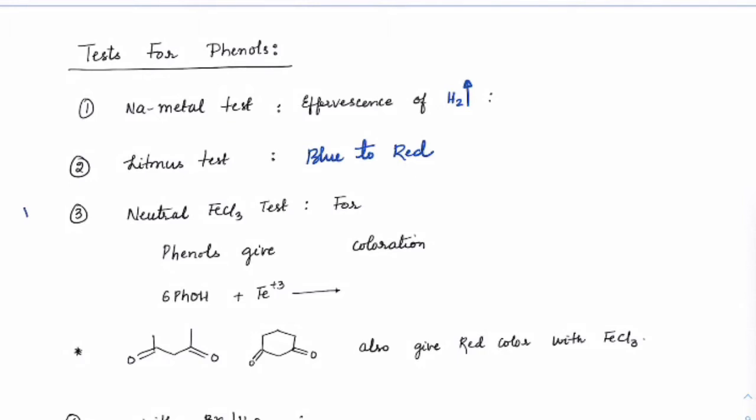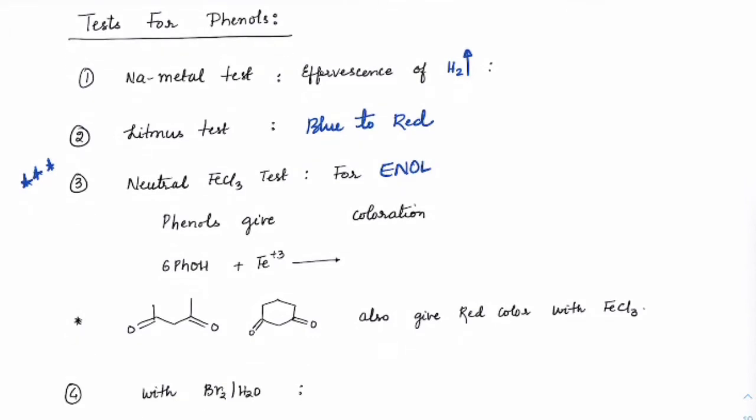Now this is an important test known as the neutral FeCl3 test. Basically this test is more valid for enols. So wherever there is sufficient enol content, that means at least 50% or more enol content, you will definitely see a positive reaction. All the enols will form a complex with FeCl3, so this would give a coloration, and in the case of phenols it will give a violet color.